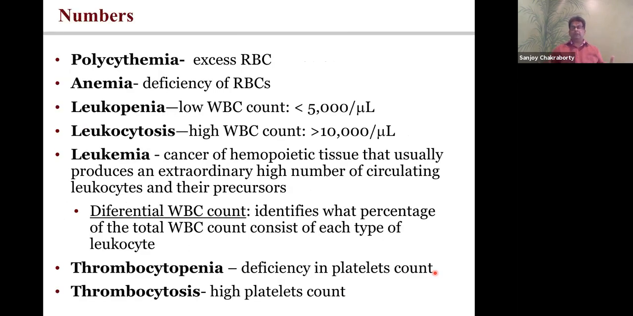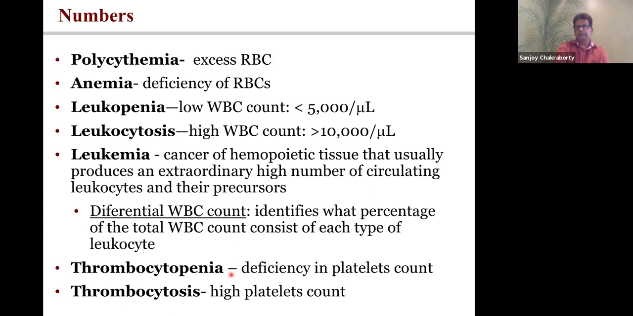Now the numbers. There are certain words referring to numbers. The basic words are penia and cytosis. Penia means deficiency or poor, and cytosis means more. So leukopenia is a low number of WBC in your circulation for whatever reason, and leukocytosis is a high number of WBC. So let's say you have an infection, obviously you'll have leukocytosis, and that's temporary.